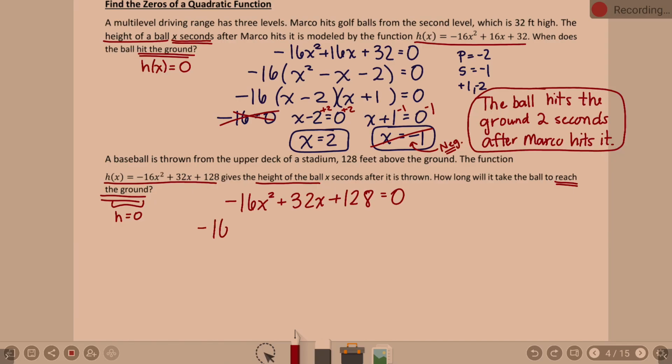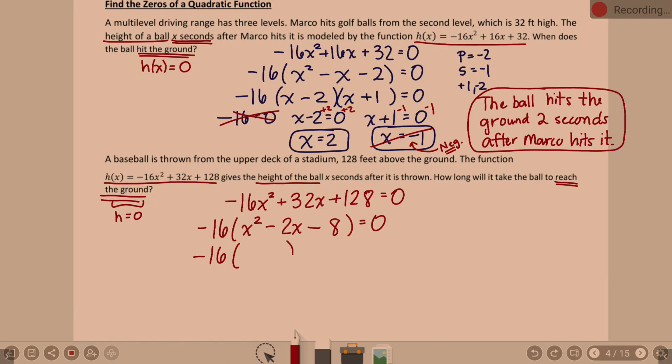I'm left with, I'll take the first one, x squared. 32x divided by negative 16 is minus 2x. 128 divided by negative 16. How many 16s are there? 8. 8. Okay. And there you go. I almost feel like we've even already factored this today. Maybe not, but I don't know. All the numbers start to blur together. So negative 16 out front.